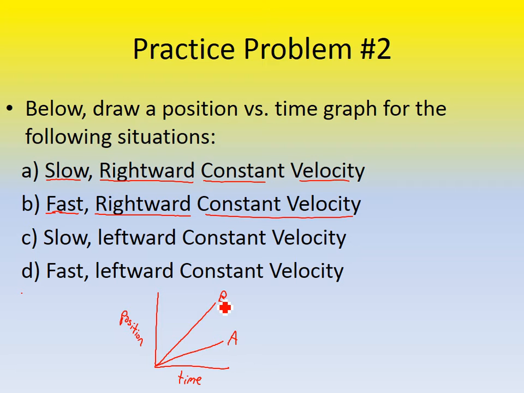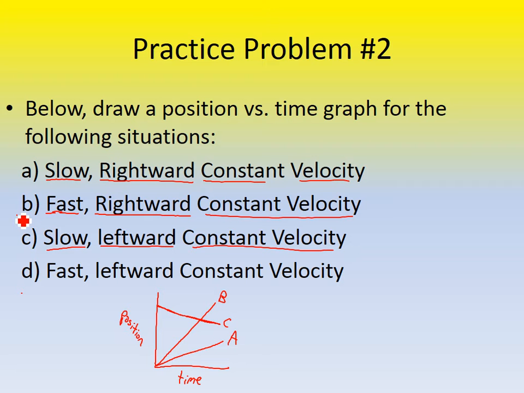Okay, part C, it's going slow, but this time it's going left at a constant velocity. So it's going to have a shallow slope, but is the slope going to be positive or negative? Negative. So I've got to start up here somewhere and just kind of come down kind of shallow. Straight lines, not curved. And I'm going to label that one C.